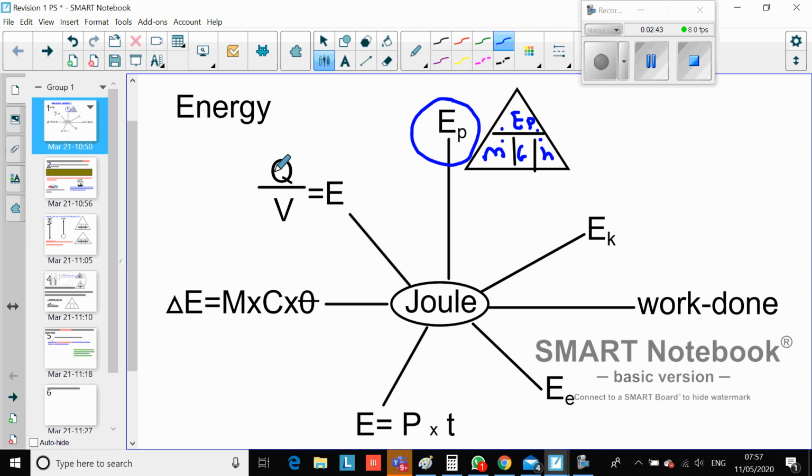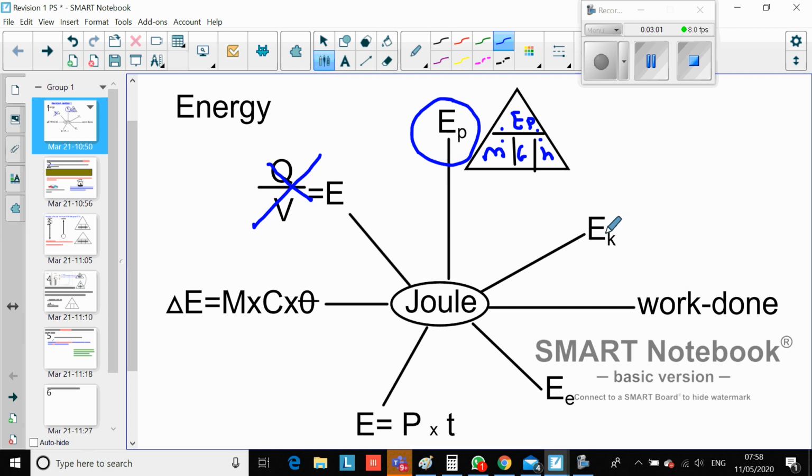Energy can be calculated by Q divided by V. Now, don't worry too much about this one. You haven't come across it yet. Q is charge, V is voltage. So you're actually going to come across that one next topic. So I'm not going to pay too much attention to that one at this time. Okay, but other forms of energy that you need to be familiar with.